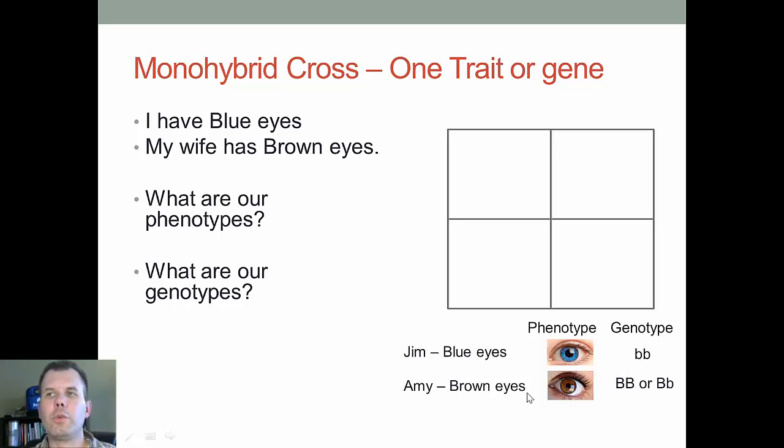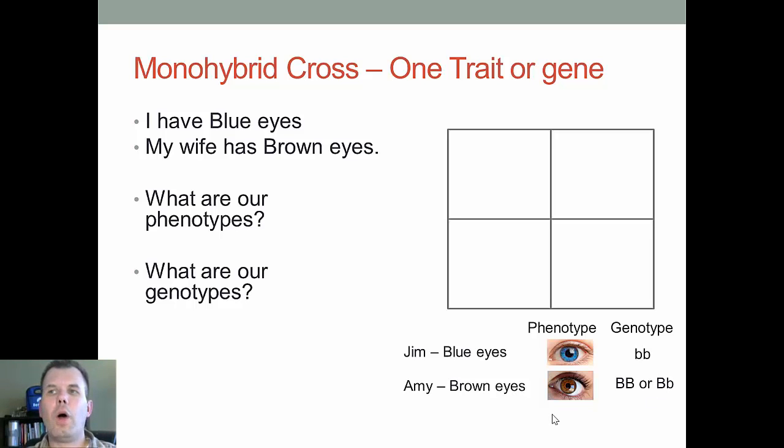The harder part is with my wife because she has brown eyes. Now, when you have brown eyes, you could have one of two different possibilities. You could either be big B, big B, that's the dominant trait, you have brown eyes, or you could be big B, little b, that's the other combination of alleles you could have.